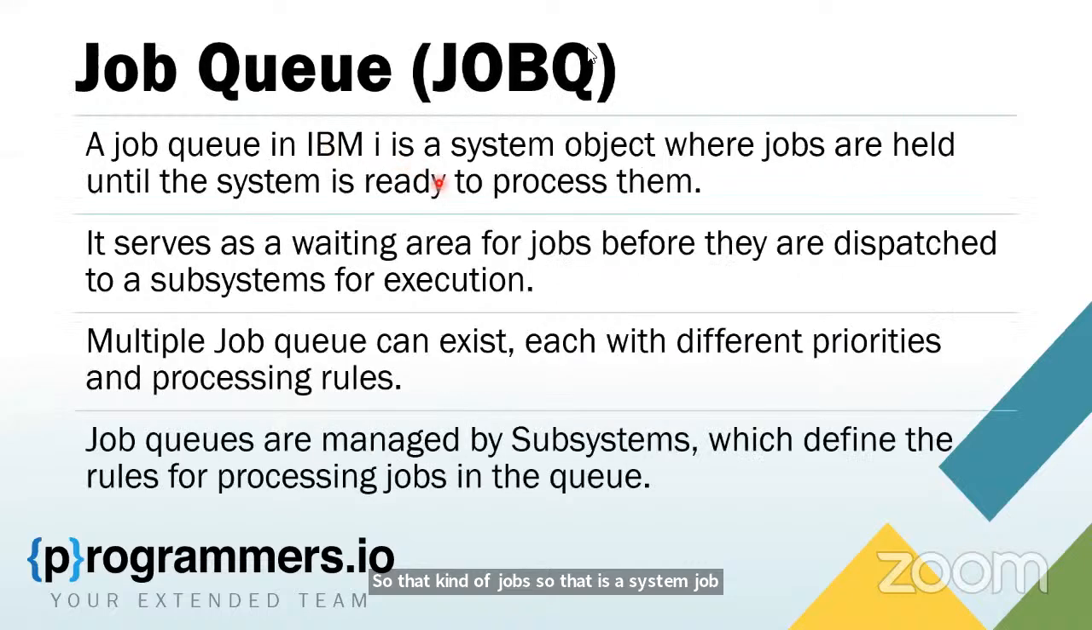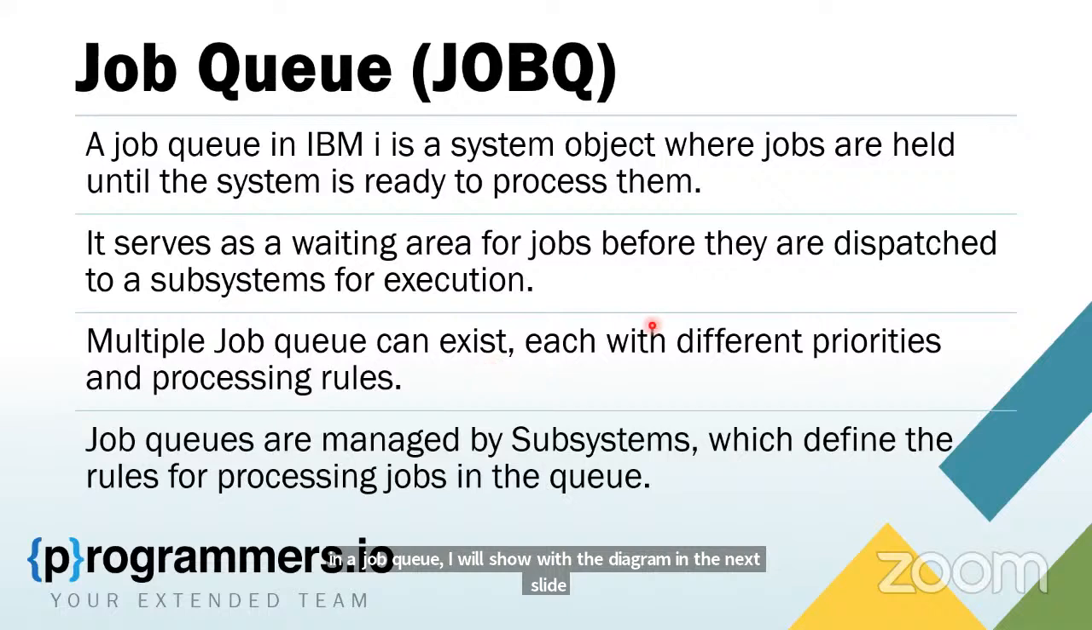Job queue. A job queue is also a system object. You can also define your own job queues. When a job is submitted, it first comes to the job queue. It will be waiting in the job queue to be processed. It serves as a waiting area for jobs before they are dispatched to subsystems for execution. I will show this with a diagram in the next slide. There can be multiple job queues.